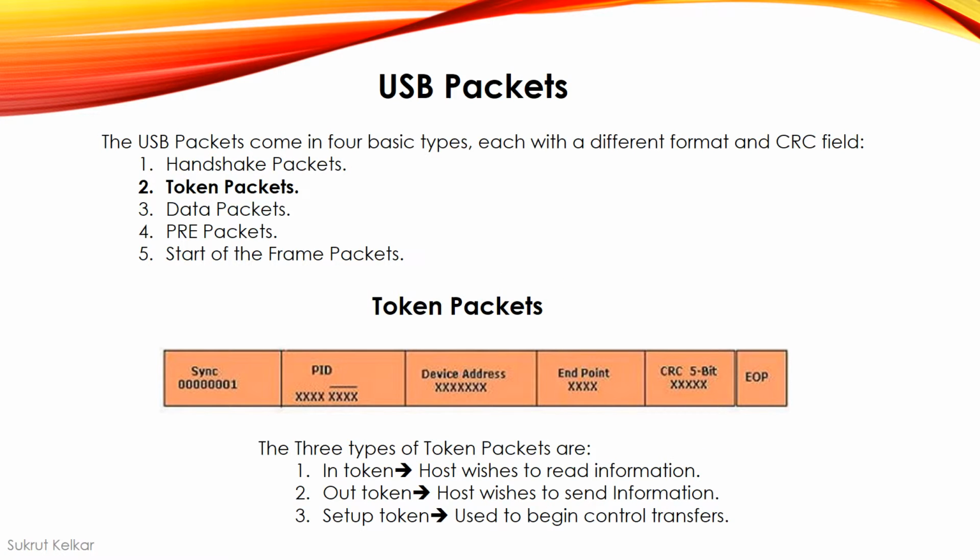Token packets. Tokens are only sent by the host, not by a device. There are 3 types of token packets: in token, which informs the USB device that the host wishes to read information; out token, which informs the USB device that the host wishes to send information; and setup token, used to begin the control transfers.